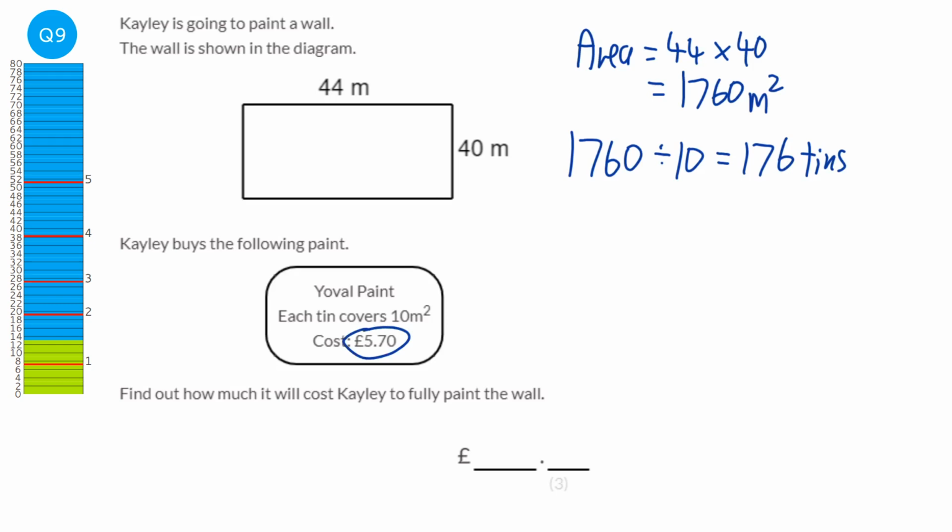And each tin costs £5.70, so it'd be 176 times 5.7, or you could do it as 570 pence and convert it at the end. And that gives us a price of 1003.2. And so as money, that would be £1,003.20.